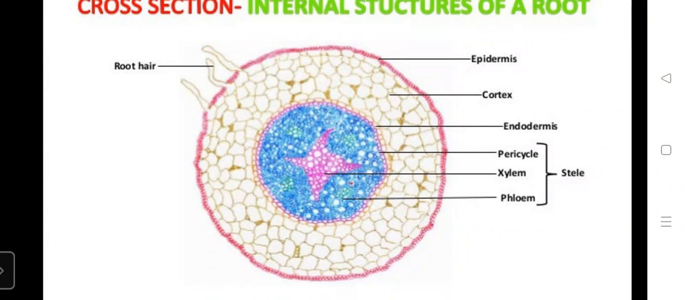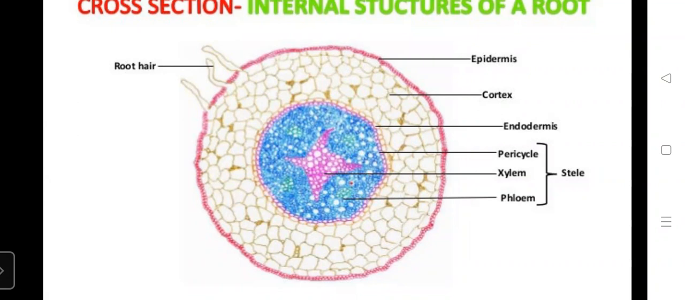See here, the cortex is massive and consists of several layers of thin-walled parenchyma cells. The cells contain leucoplasts and abundant starch grains. Sometimes, as the epiblema degenerates, the outer layers of the cortex become thick-walled and function as exodermis.